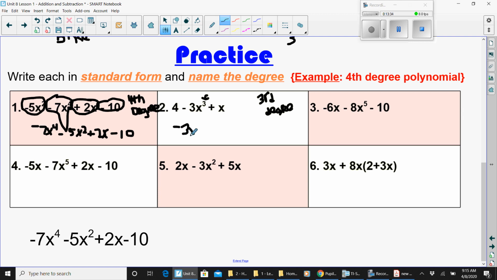Obviously, negative 3x to the third would go first. Then I'm looking for the second power, and there is no second power. Then there is x to the first. And finally, plus 4. Just remember the sign of the number is before the number itself. You see this right here? This is a negative 3x to the third. This is a positive x. This is a positive 4. So go ahead and do the rest on your own, and press pause now.